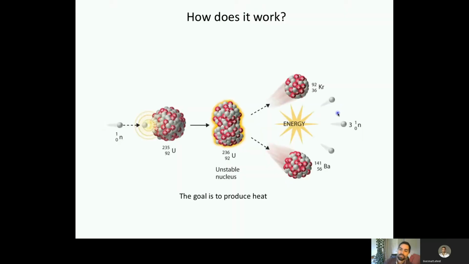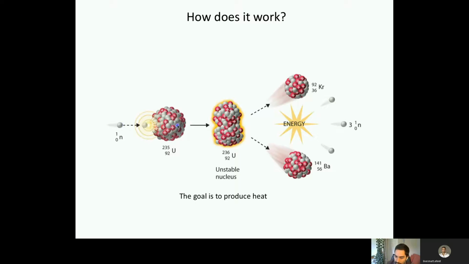So now I'm going to focus more on the fission reaction, which is the way the current nuclear reactors work. And I'm going to give you an idea of how these things work. So this is a representation of a fission reaction. This is a nucleus of uranium. So the fission reaction is triggered when we shoot a neutron at it.